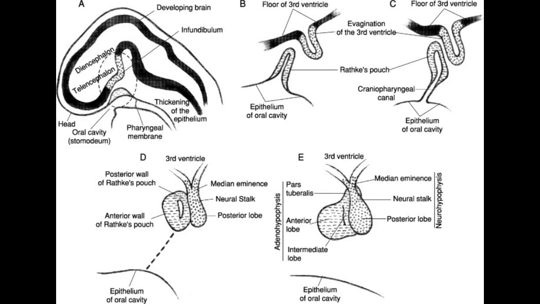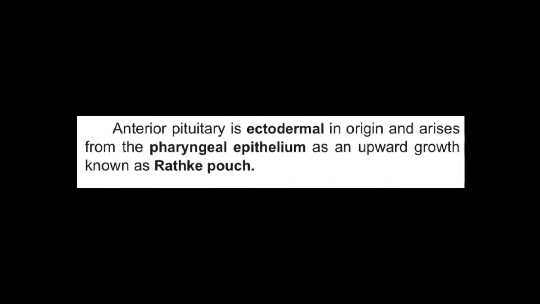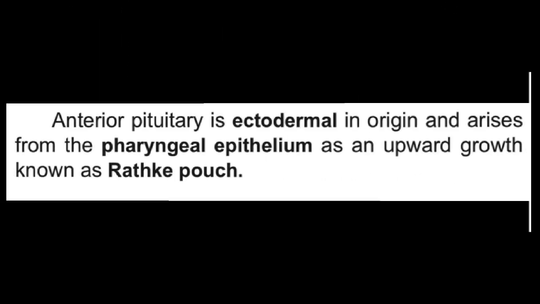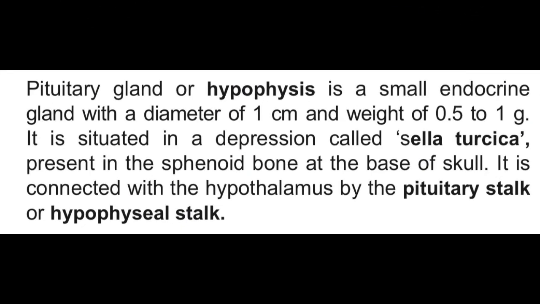But with time, up to about the 7th week, Rathke's pouch detaches from the primitive pharyngeal wall and travels toward the brain, where it attaches to the posterior pituitary gland. That's how the embryology goes. We'll also talk about it in our CNS and embryology playlist, so watch that too. Very important: it is ectodermal in origin. It comes from Rathke's pouch, which is an outgrowth of the pharyngeal epithelium.